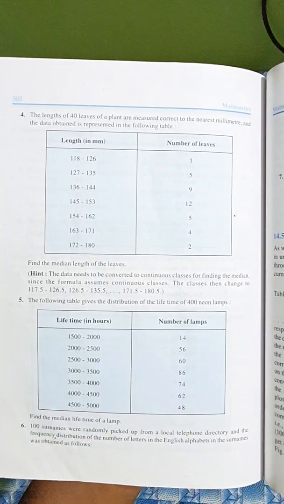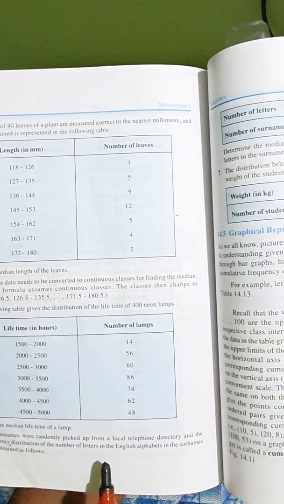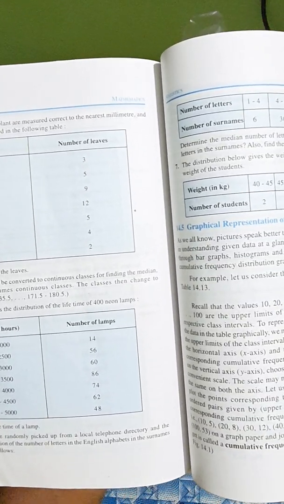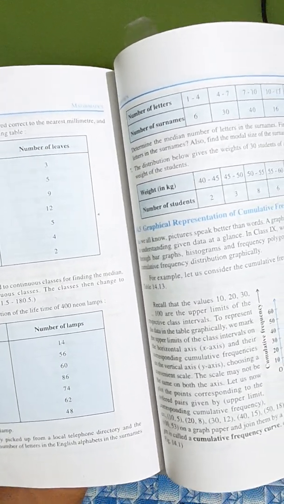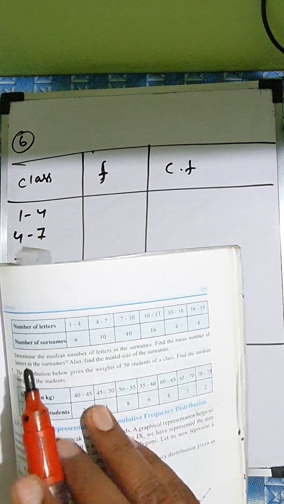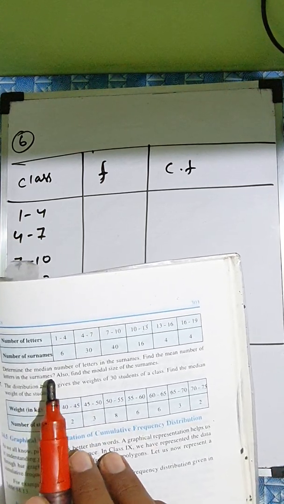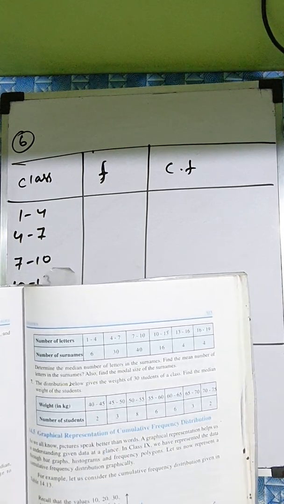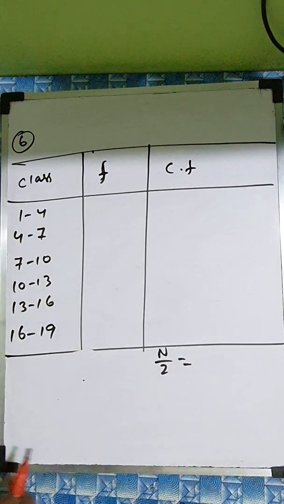Now question number 6. The 100 surnames were randomly picked up from a local telephone directory, and the frequency distribution of the number of letters in the English alphabet in the surnames was obtained as follows. It's given here number of letters and number of surnames, and we are told to find the median, mean, and also the mode. So we have to find these three things. First, find out the median here.